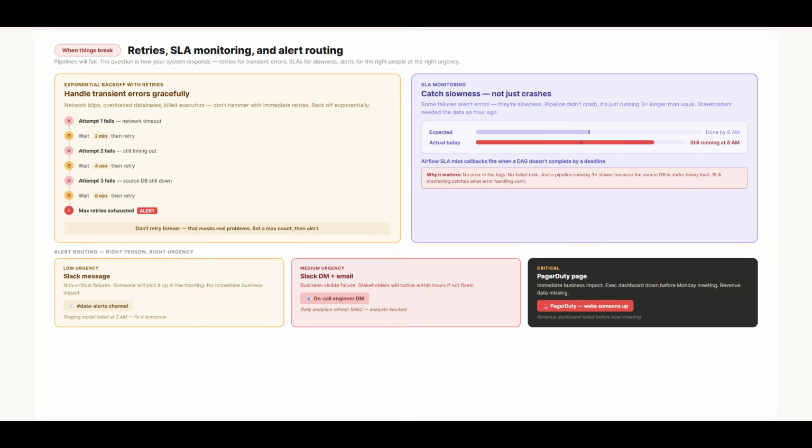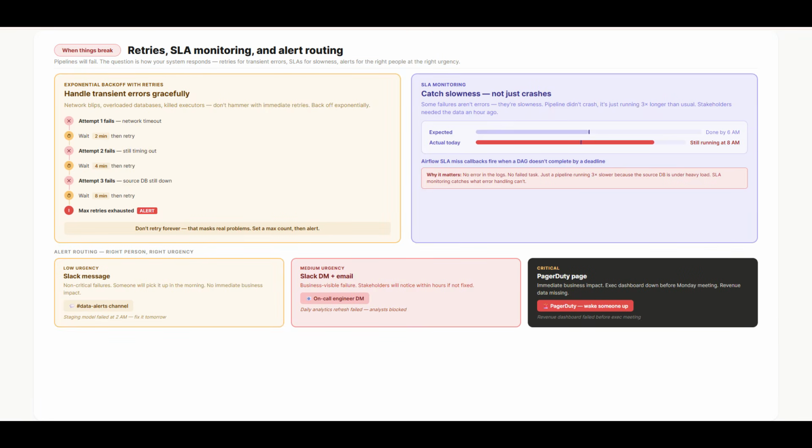Pipelines will fail. The question is how your system responds. The baseline is exponential backoff with retries. First failure, wait 2 minutes, retry. Second failure, wait 4 minutes. Third, 8 minutes. This handles transient errors, network blips, a temporarily overloaded database, a Spark executor that got killed by the cluster manager, without hammering the system with immediate retries that make the problem worse.